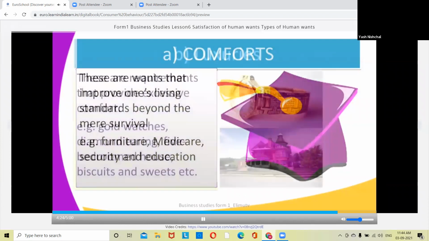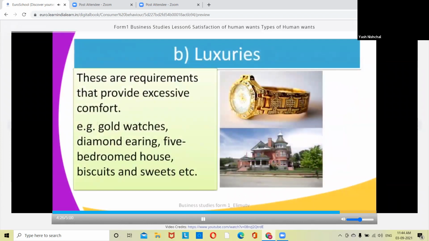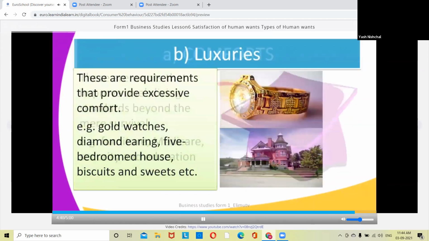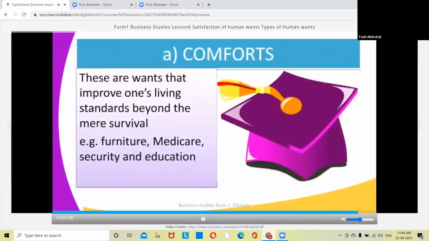Let's now look at luxuries. What are luxuries? Luxuries are requirements that provide excessive comfort. Luxuries provide excess comfort, but comfort improves one's living standard.